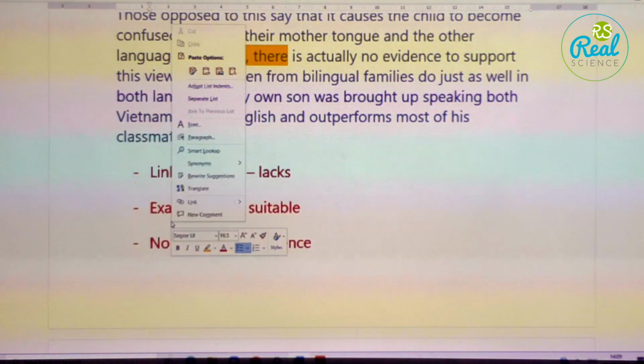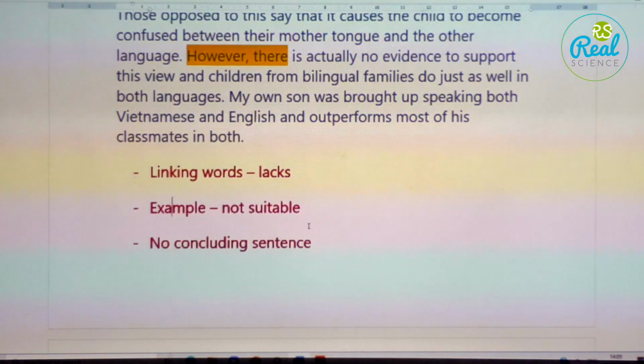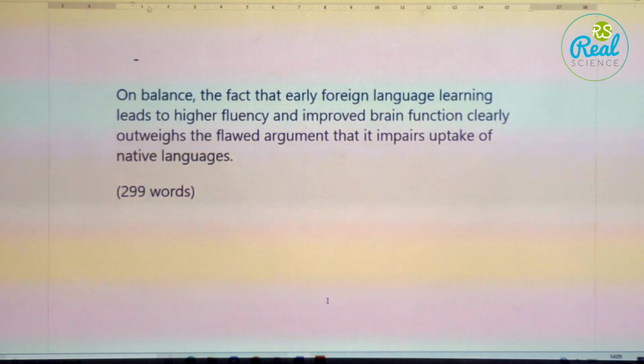When you write your own essays, please make such a map for yourself. Do I have a linking word? Do I have an example? Do I have a concluding sentence? It's a good thing for you to do.